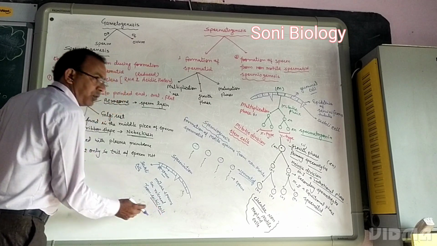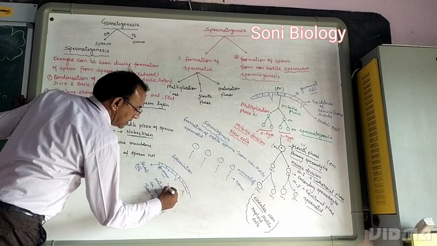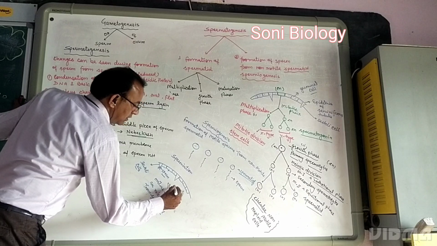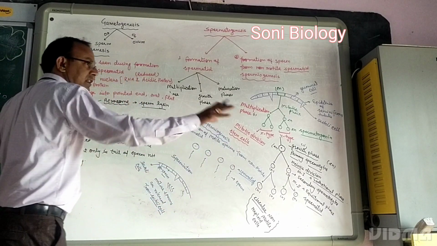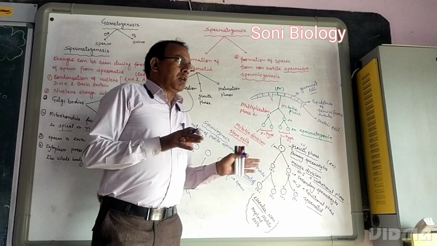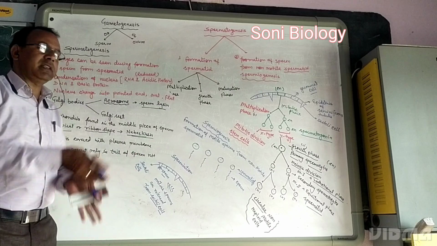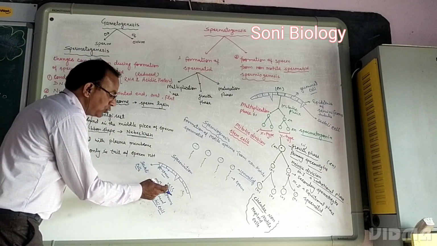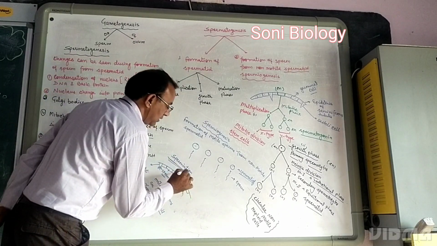As the sperm mature, these mature sperms are released from the Sertoli cell into the lumen of the seminiferous tubules, and then they pass through the rete testis, vasa efferentia, vas deferens, and ejaculation. This release of mature sperm from the Sertoli cell is called spermiation.